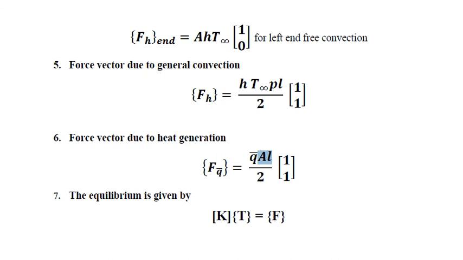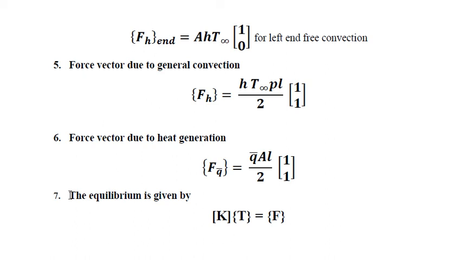Remember this. End convection is per cross-section area. Surface convection is for surface area. Whereas internal heat generation is for the volume of the member given, the volume of the element chosen. It is given by Q bar A L by 2, {1, 1}.